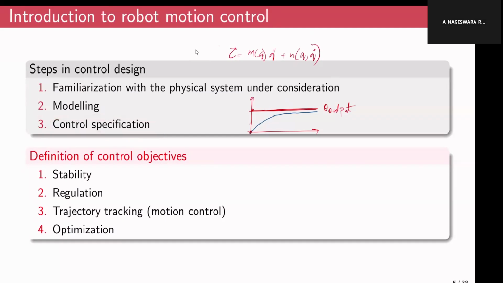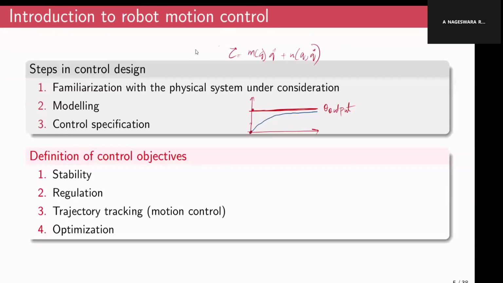Depending upon what should be the steady state error, how fast it should converge, how fast the disturbance should be damped out, all these things will be taken care of by the control specification.